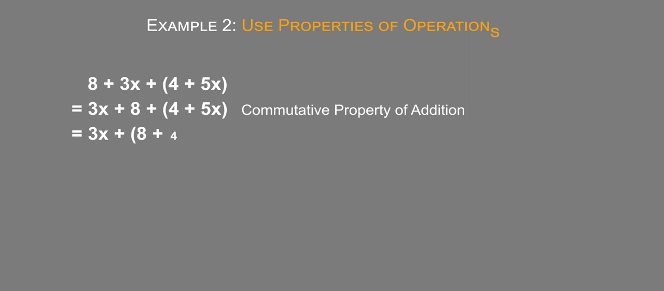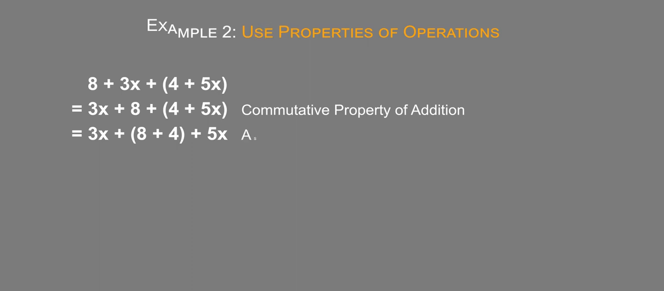And now, since those two middle terms are constants, I would write 3x + (8 + 4) + 5x. And since I moved where the parentheses are, but I didn't change the order, that would be the associative property of addition. And then I would simplify those.